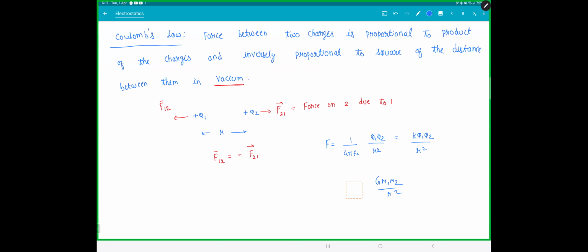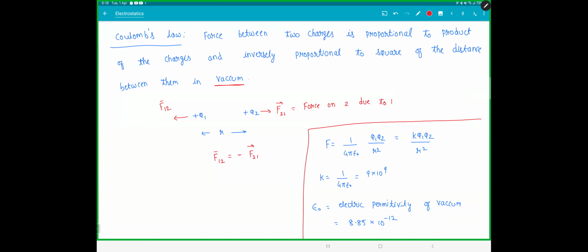Mathematically, they look identical. So this value of K, which is 1 by 4 pi epsilon, is given by 9 into 10 power 9. This epsilon is called electric permittivity. We will discuss about this later on. Permittivity of vacuum, whose value is given by 8.85 into 10 power minus 12. You can note down this in the red box. We will need that formula there.